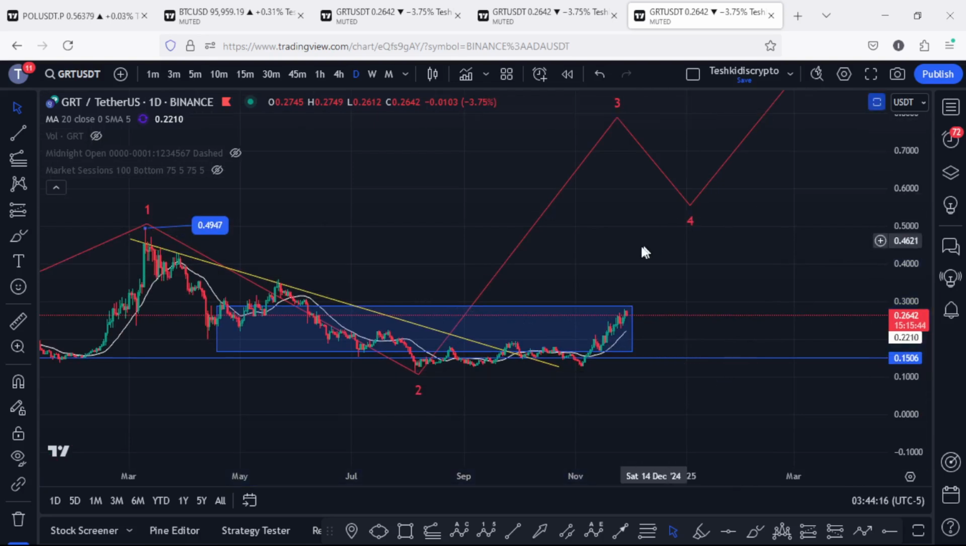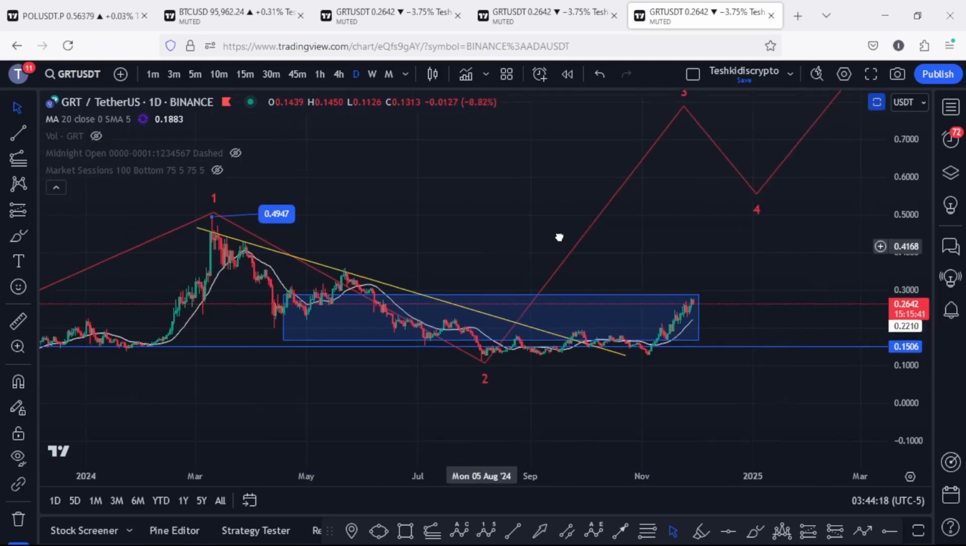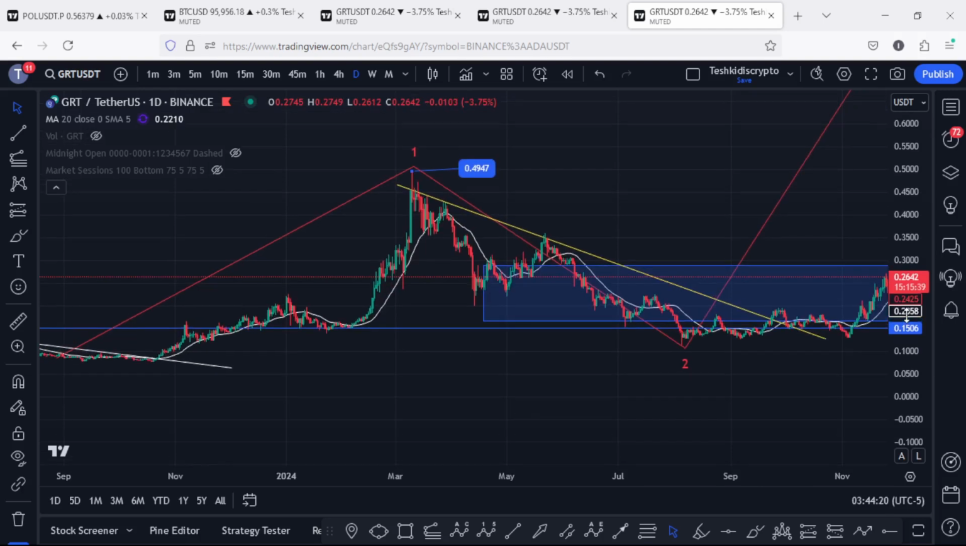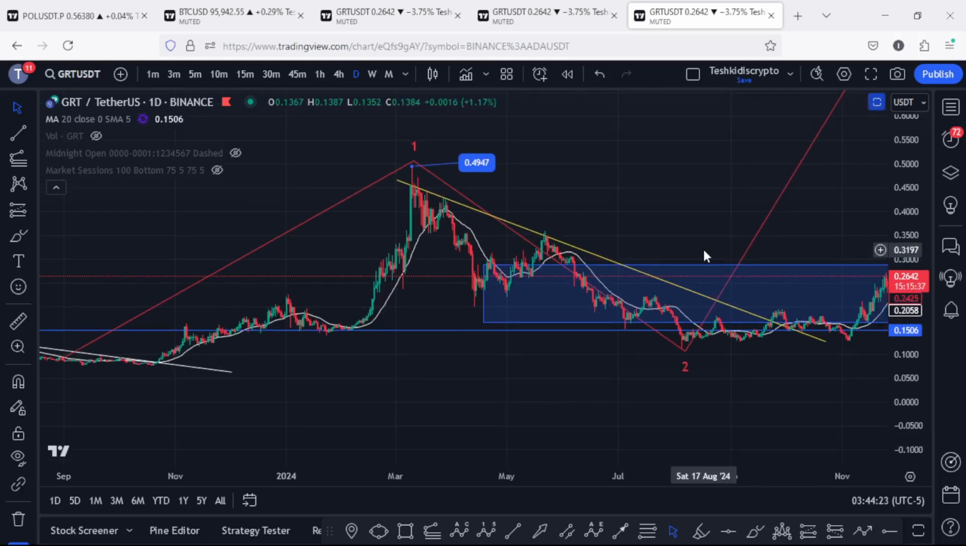So that is the price action that I'm expecting on the GRT chart on the short term and also on the long term. And let's be patient and see how that plays out. And I will be keeping you up to date.